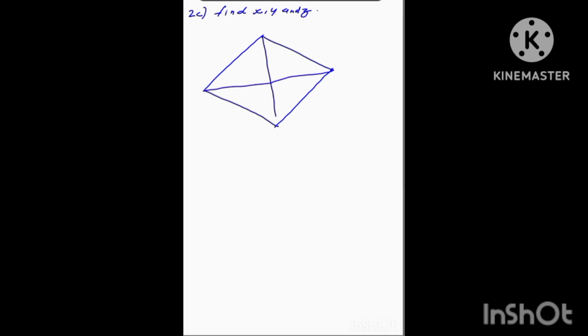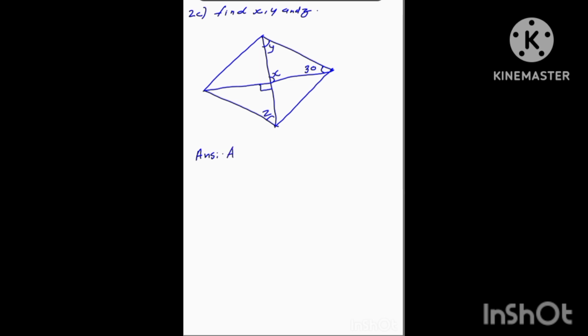Another problem, again we have to find x, y, and z, where x, y, and z are the angles in the parallelogram. See, this is a parallelogram figure, and these are the diagonals. Just check, this angle is 30, this is x, this is y, and this is z, this is 90. That is very useful for us.